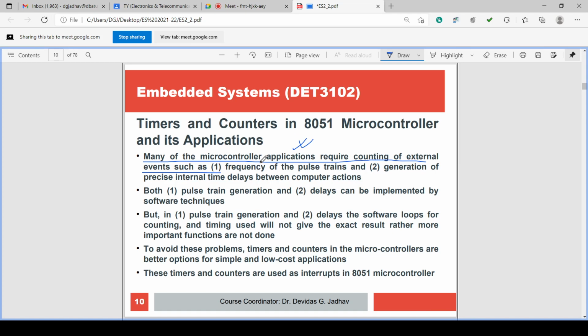So these are the applications of timers and counters in microcontrollers. A timer can also be generated by software. Software-based timers are also there, but there is inaccuracy in software-based timers, whereas hardware-based timers are more accurate as far as time waveform or time measurement is concerned. Hardware timers are more accurate than software timers.